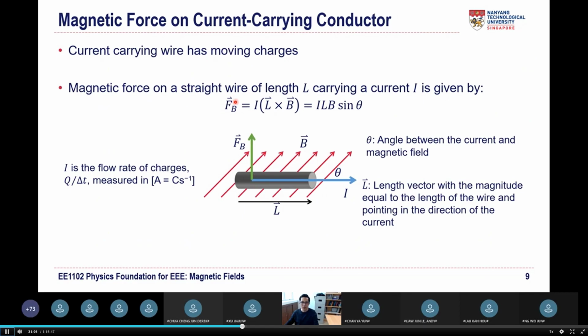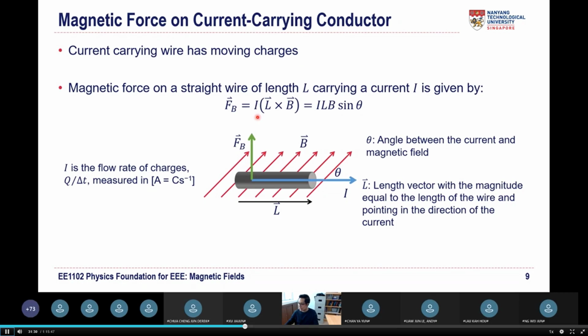And then that magnetic force is given by I L cross B, where the direction of L is pointing in the direction of the current flow, and I is the size of the current, and B is of course the magnetic field, and then you can get your magnetic force FB like that.